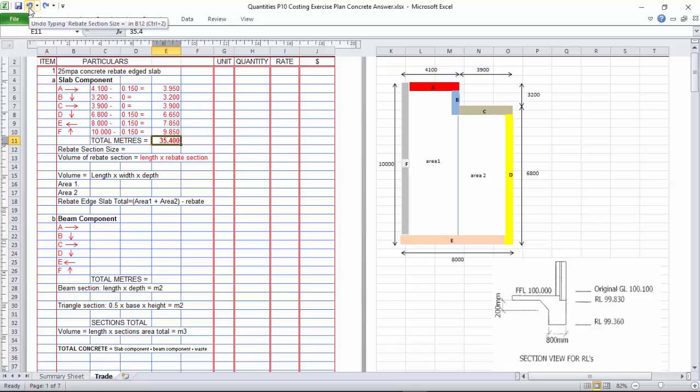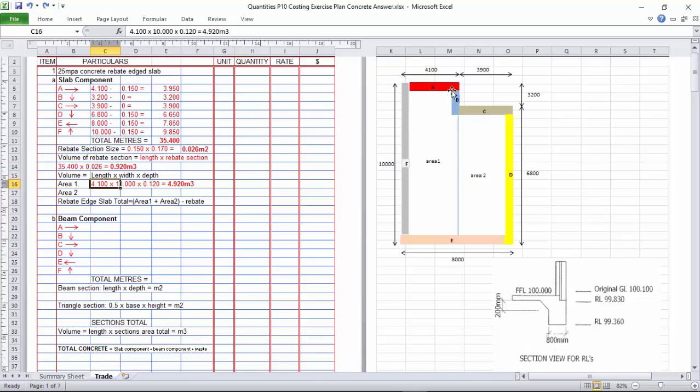The next thing we do is calculate the rebate size, and I've said that the rebate is 150 millimeters wide and 170 millimeters deep. So here's our rebate section here, and that gives us a total of 0.026 square meters. Then we have to calculate the volume of that rebate. We take the length, which we've calculated, times the area of the rebate, and it gives us 0.920 meters cubed.